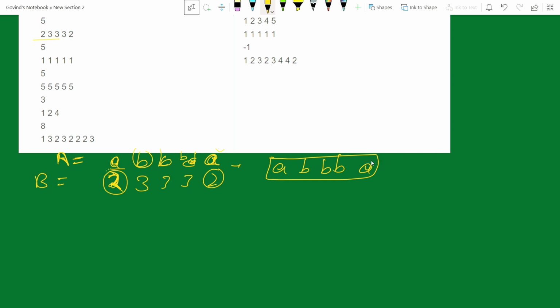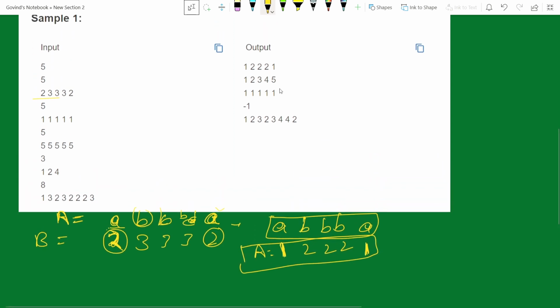But if it is possible, then we also have to print the lexicographically smallest sequence for array A. So how can we make it? We should be starting from the smallest number. If we want to make it lexicographically smallest, we should put the smallest number first. We can put A as 1, then the other A will also be 1. Now the next greater number than 1 is 2. We put B as 2, then all the B's will also be 2. So now our A will be 1 2 2 2 1, which is our sample output.